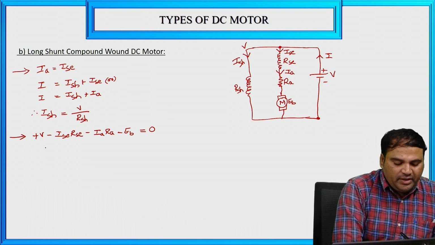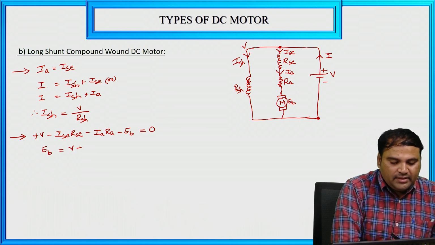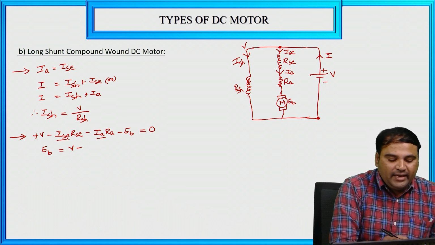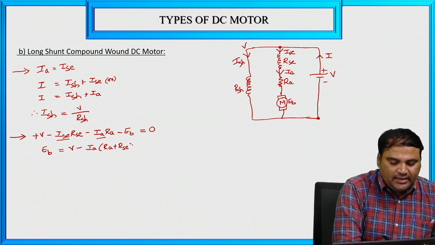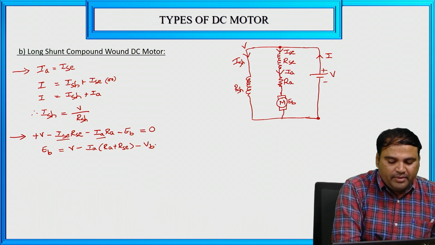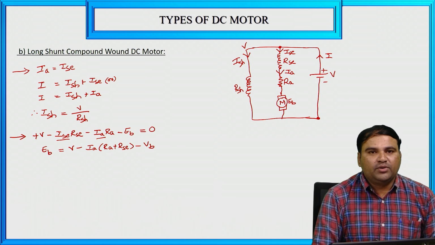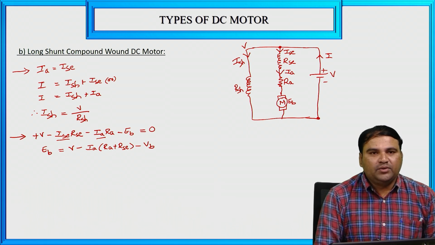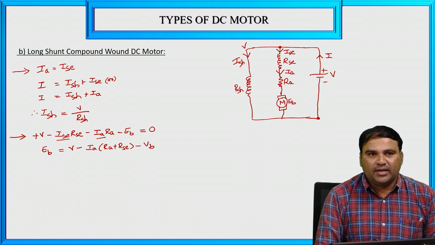Now find out EB. So EB equal to V minus, here IA and ISC both are the same, so I am taking IA as common here, IA into RA plus RSC, minus the brush voltage drop, that is VB. So EB equal to V minus IA into (RA plus RSC) minus VB is the voltage relation of the long shunt compound wound DC motor, right?